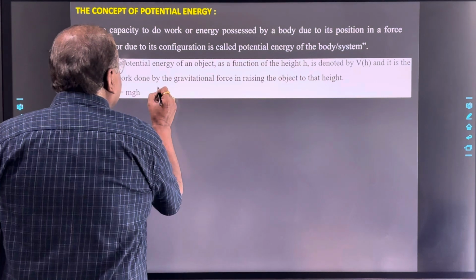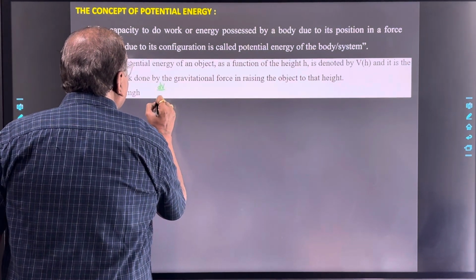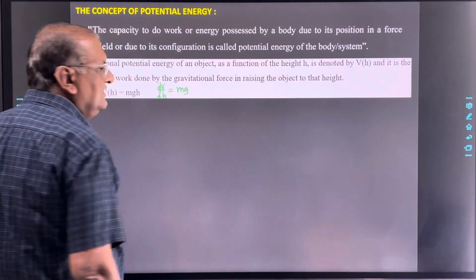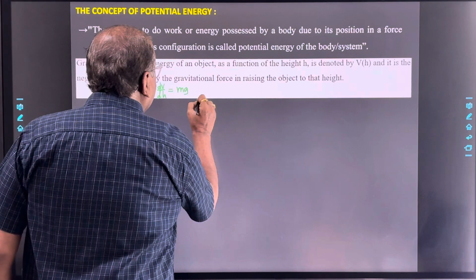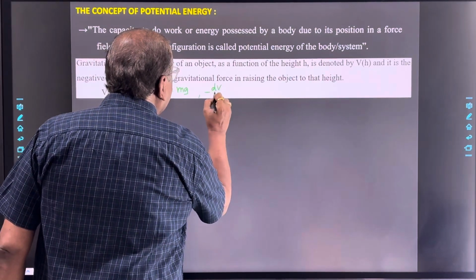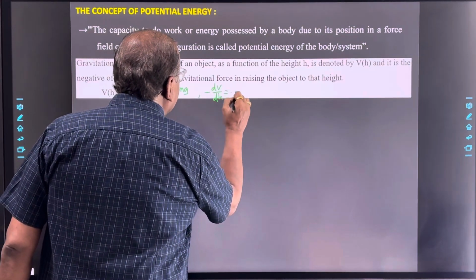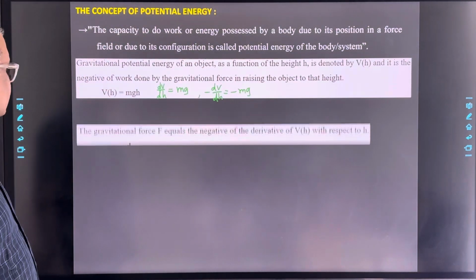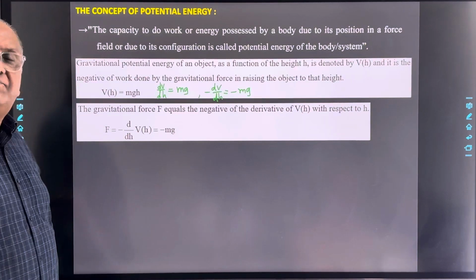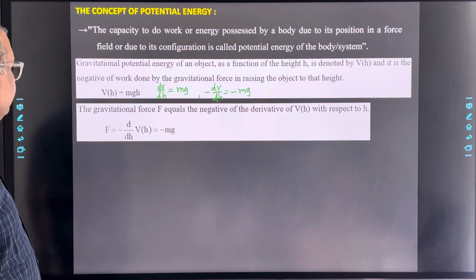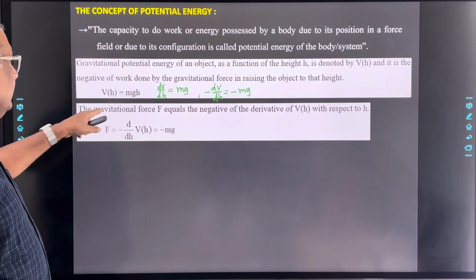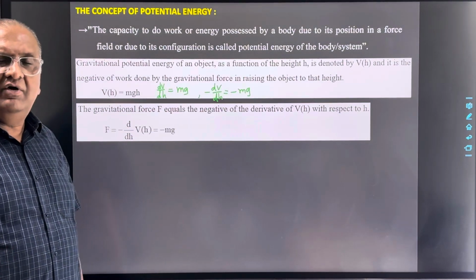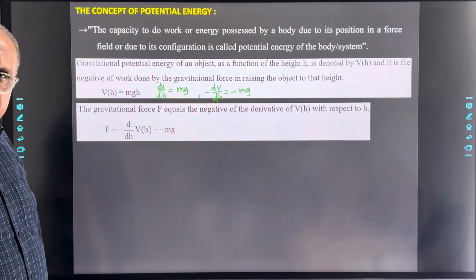If we differentiate this with respect to h, then we can write dV by dh is equal to mg. If we apply a negative sign on both sides, then we can write minus dV by dh is equal to minus mg. But minus mg is equal to the gravitational force. So here we can say the gravitational force F is equal to the negative of the derivative of V with respect to h. Okay.